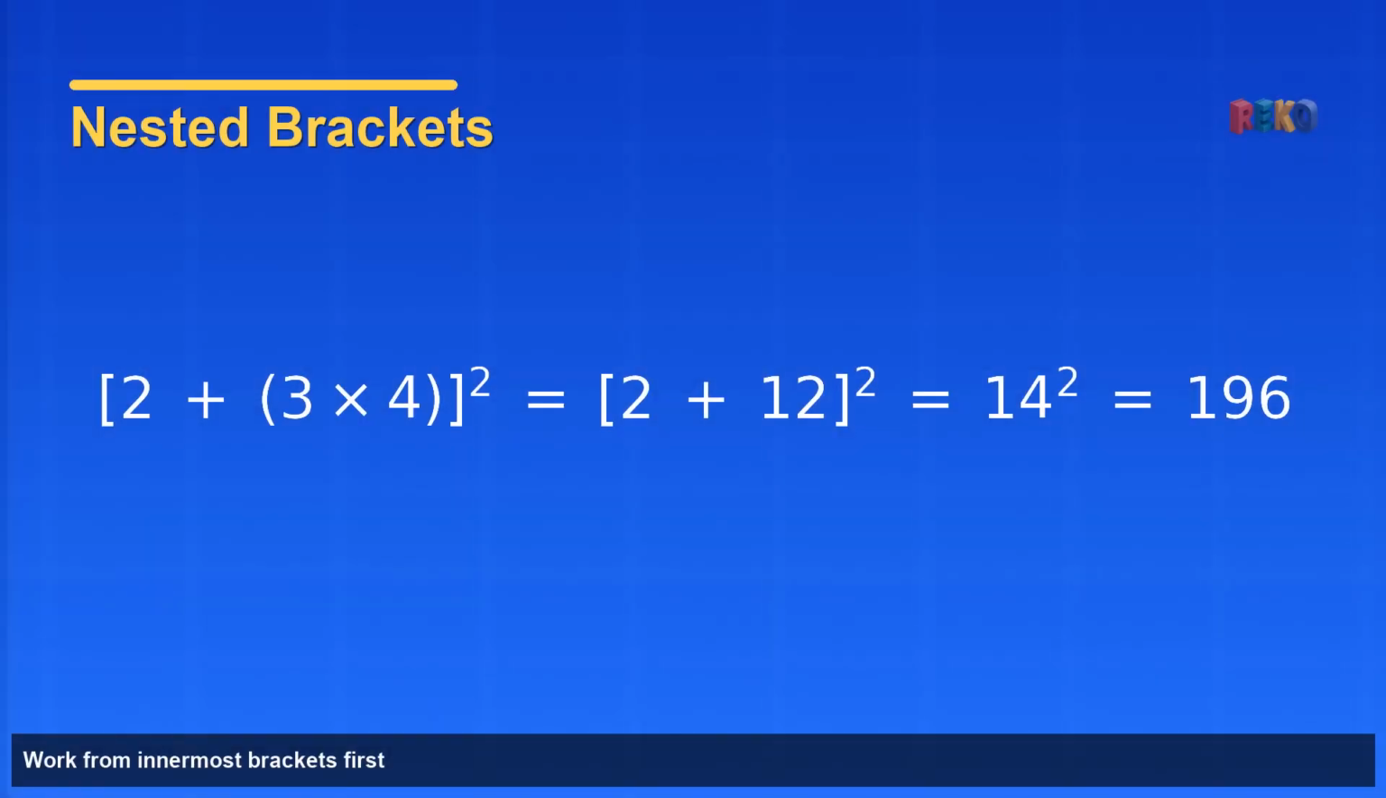When you see nested brackets, always start with the innermost part and work outward. Inside the small brackets, 3 times 4 equals 12. Then move to the outer brackets. 2 plus 12 gives 14. Finally, square 14 to get 196. Working from the inside out keeps your calculations organized and ensures you never skip a step.